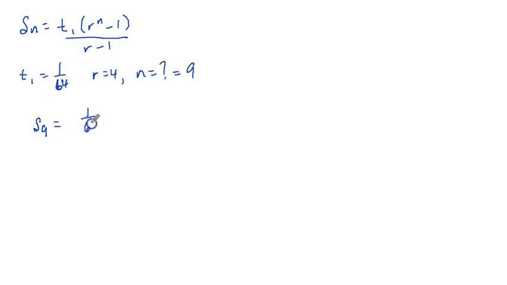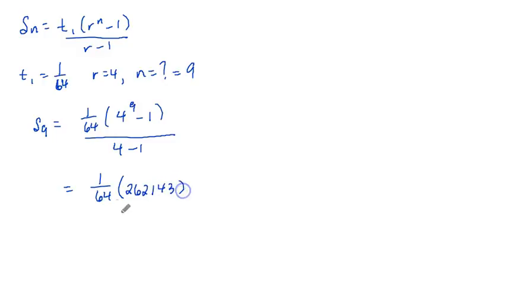Term 1 is 1 over 64. Outside of 4, n is 9. And we have r minus 1, that's 4 minus 1 in the bottom. So inside the brackets here we have 262,143. That's all over 3. And this 3 divides into 262,143, 87,381 times. So we've got 87,381 all over 64 for our final answer.